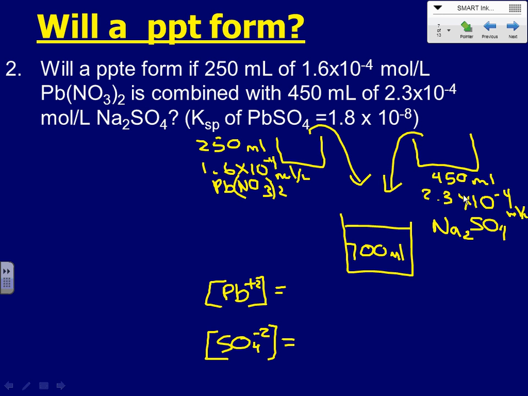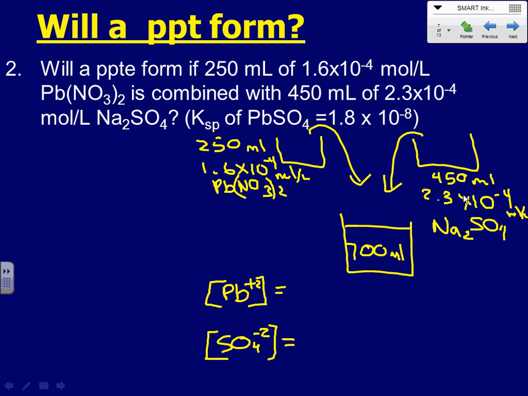Now, V1 over V2 is what I want to rename as a dilution factor. Let's create a new conversion factor, which is simply a dilution conversion factor. If the volume gets bigger, what must happen to the concentration? It gets smaller. If the volume gets bigger, the concentration has to get smaller.